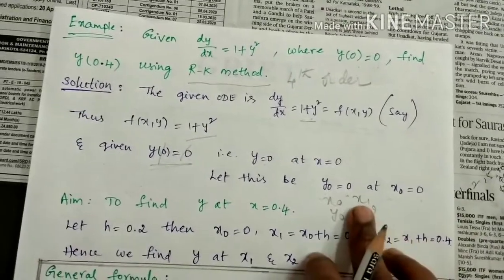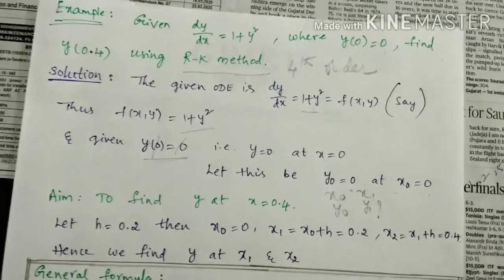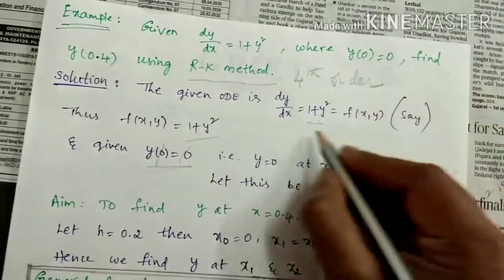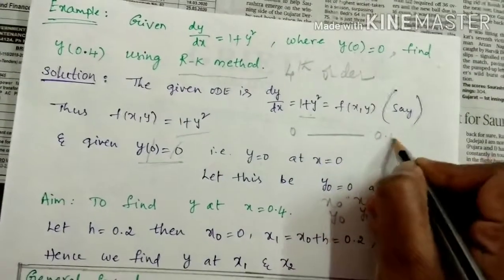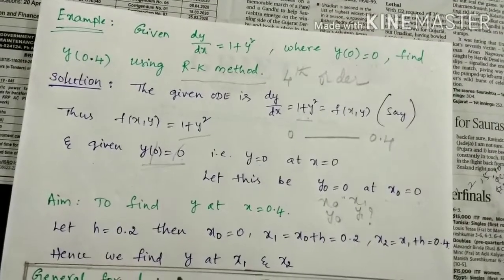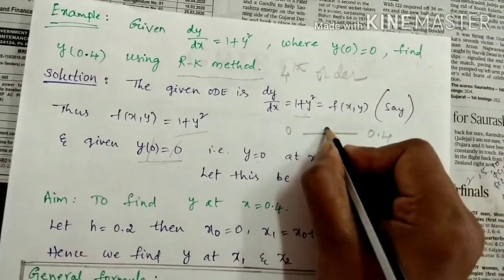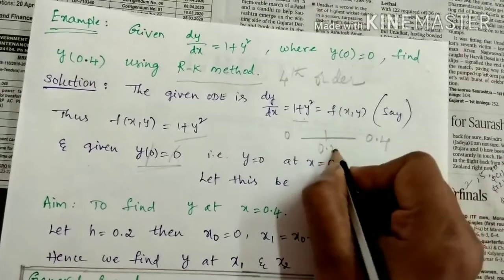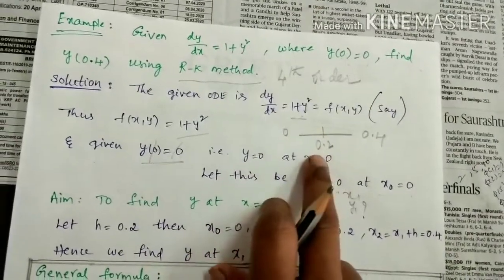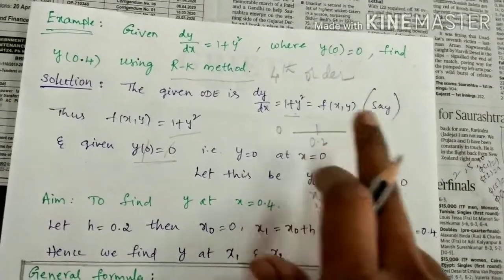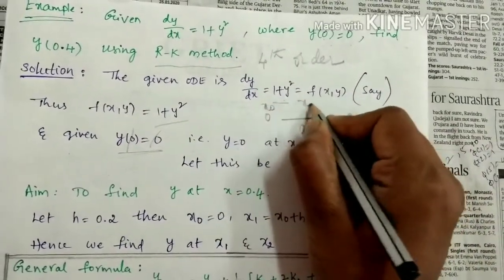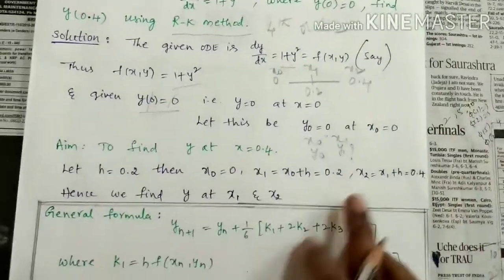Let us choose what x1, x2, etc. are. In this problem, the initial point is 0 and the ending point is 0.4. It is our wish to choose h in such a way that the x values are equally spaced. In this problem, I am going to take h equal to 0.2, so that adding h to the initial point, the next value will be 0.2. Again adding h to this, we will get 0.4. So in sequence, we are taking these values as x0 equal to 0, x1 equal to 0.2, x2 equal to 0.4.